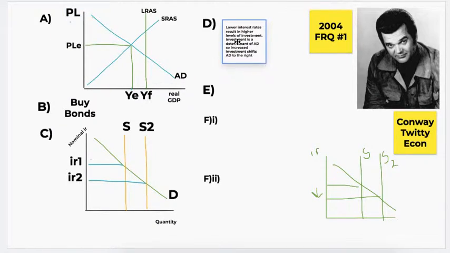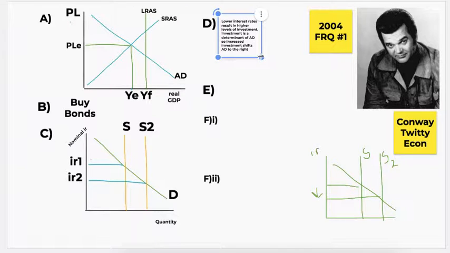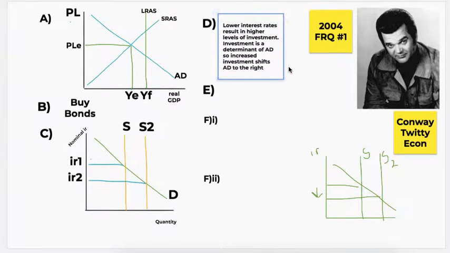Let's make it a little bigger so we can see it. Lower interest rates result in higher levels of investment. Investment is a determinant of AD, so increased investment shifts AD to the right. Yep, so that's good. That'll get that point.